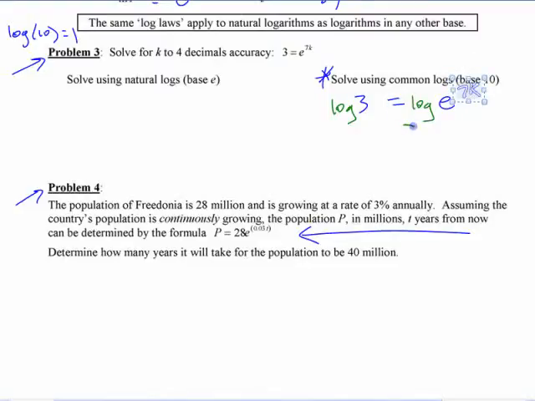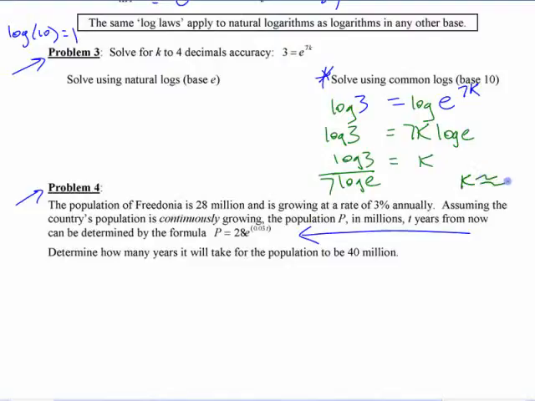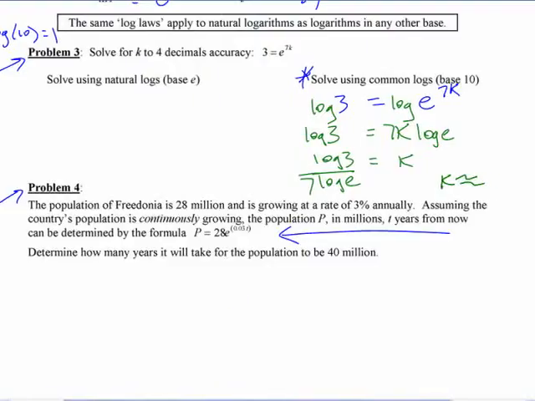So I can write this as 7k log e, and that's log 3. So then 7k is log 3 divided by log e. And you can actually put the 7 on the bottom over here as well, right? And there's what k is. I'm sure you can work out what that is on your calculator, get a number.